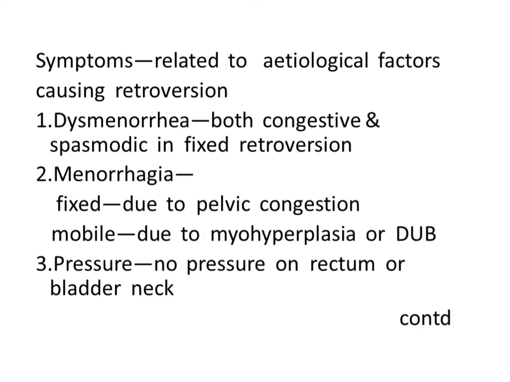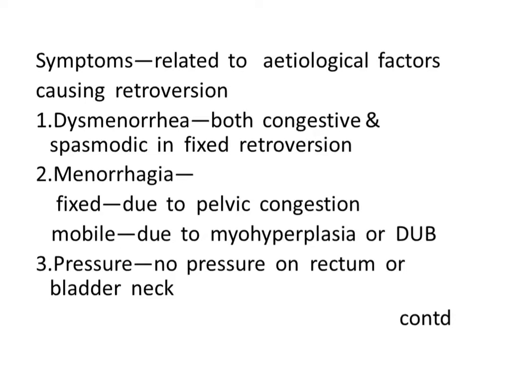So what symptoms does the patient come with? The symptoms are usually related to the etiological factors which have caused retroversion. Particularly in cases of fixed retroversion, the symptoms of the primary disease process are present. Like, say it is endometriosis: there may be polymenorrhea, irregular menstrual cycles, or excessive bleeding, and then there is severe dyspareunia, pain during coitus, excessively severe. Even a pelvic examination causes severe pain for the patient.